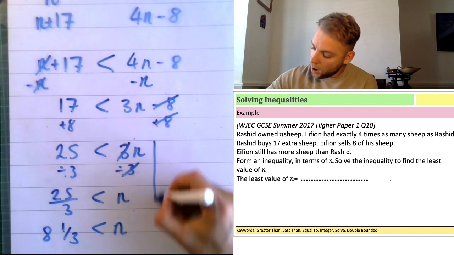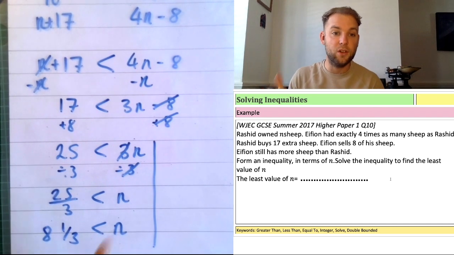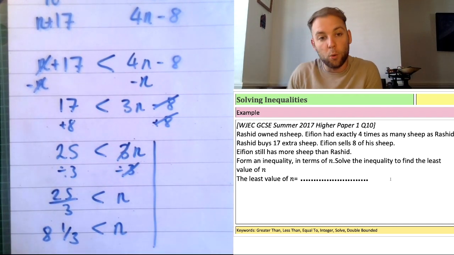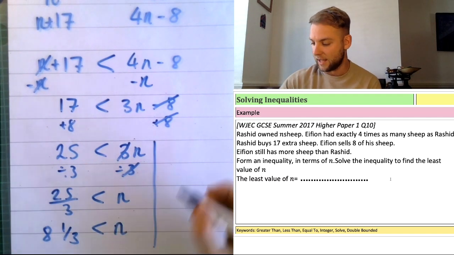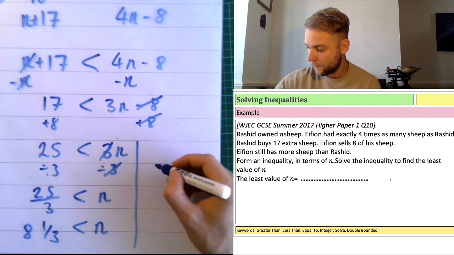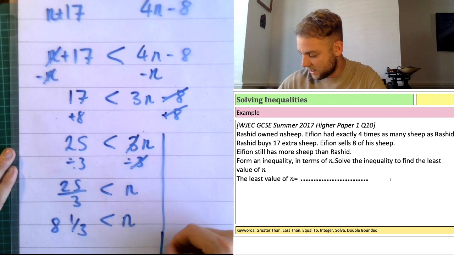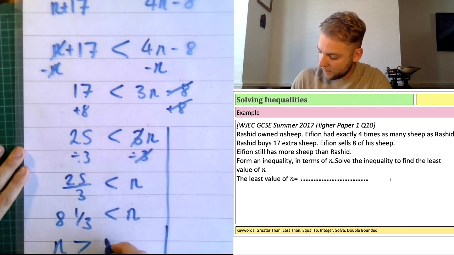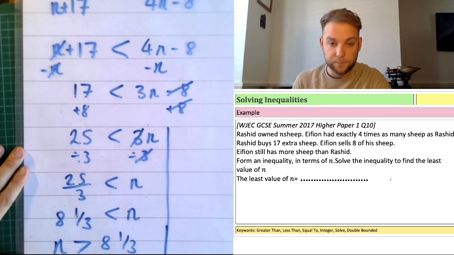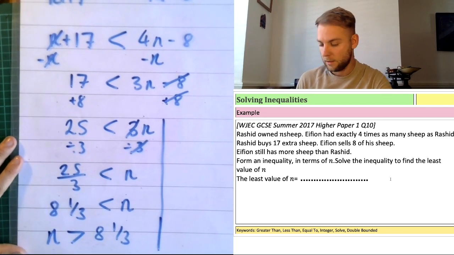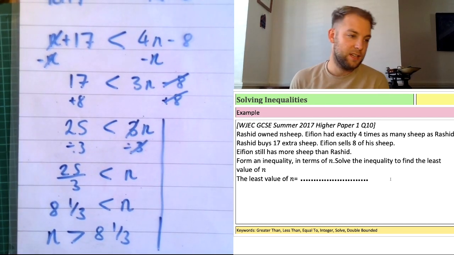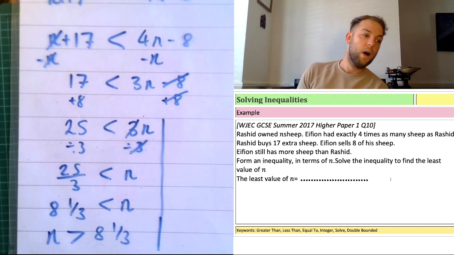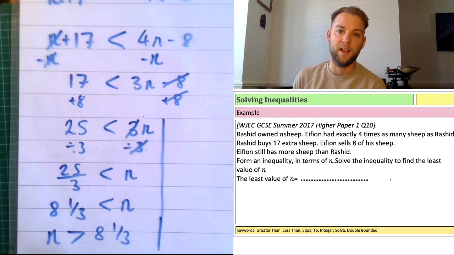Now there's another part here, isn't there? Notice that the n is on the right-hand side and we don't want that. So we need to swap all this round, keeping that wide side next to the n. So here, I'll do it underneath, you can see. n is greater than 8 and 1/3. Brilliant. So the question says, what is the least possible value of n?